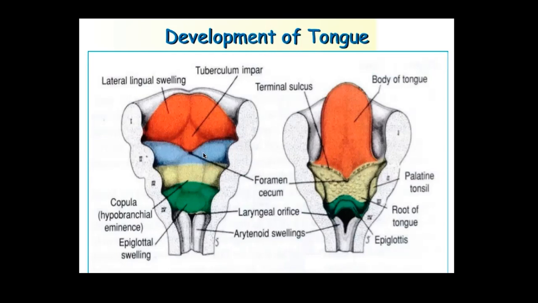Now what happens to the second arch? Second arch is completely overlapped by the growing of the third arch. You can see that from the third arch, there is a color difference: orange, blue, and light yellowish appearance, and the green. So see what happens to the second arch.